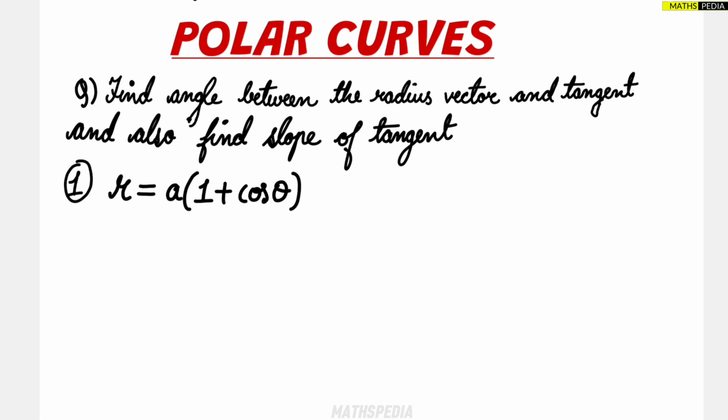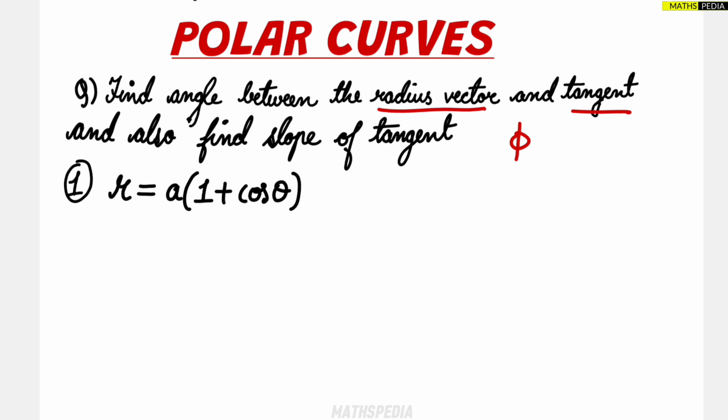So hey guys, in this video, the chapter under polar curves, we are going to learn one new concept. Very interesting concept, which is slope of tangent we are going to find for the whole polar curves. So for finding that slope of tangent, we first have to find what? Phi. Phi is nothing but the angle between the radius vector as well as the tangent. So first step is to find phi.